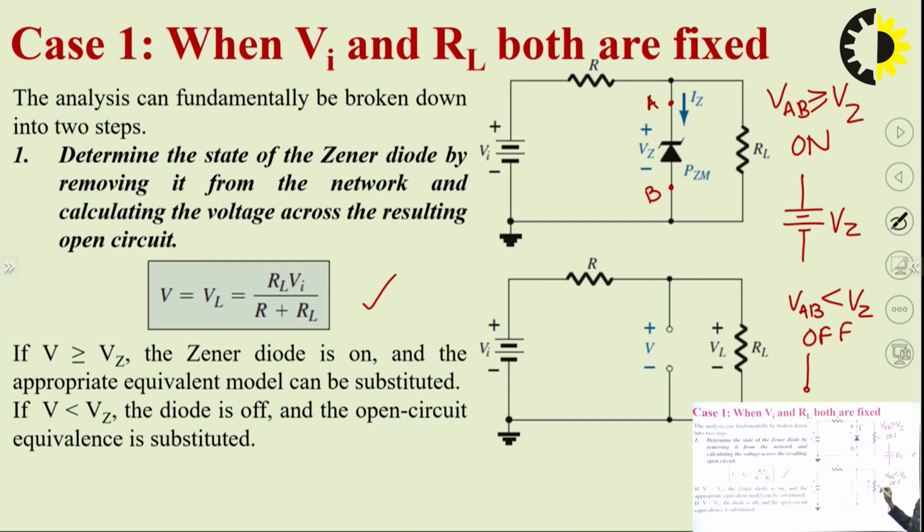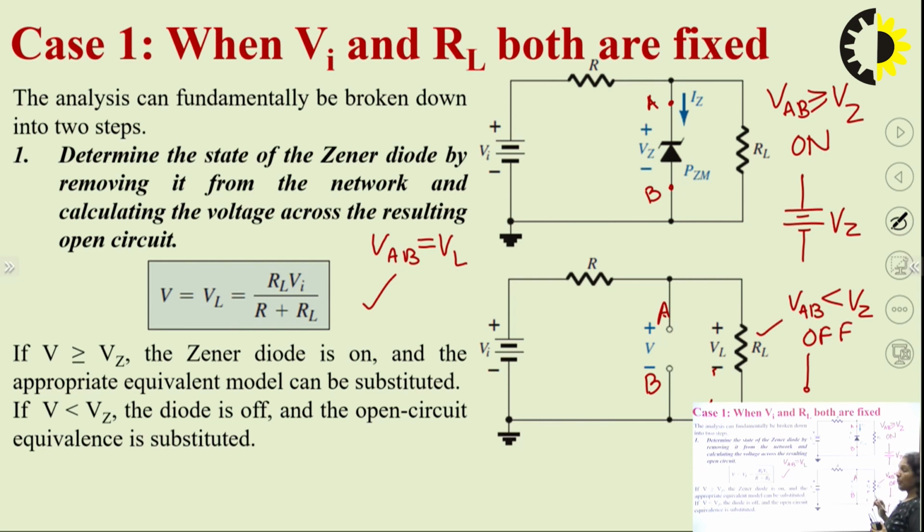So for that, it can be done by calculating the voltage across this. The first step: remove the Zener diode from the circuit and find out the voltage across the terminals A and B. As we can see, the voltage across AB is in parallel with the load resistance, which means these two voltages must be equal. So I can say that VAB is nothing but VL, the voltage appearing across the load resistance RL.